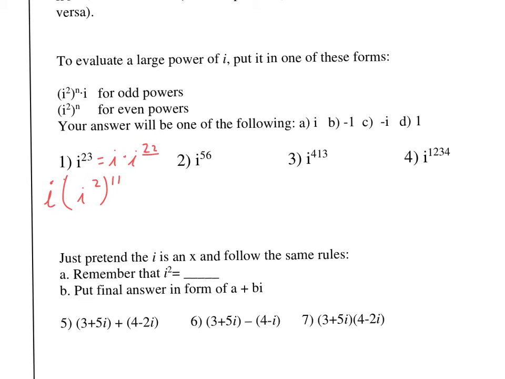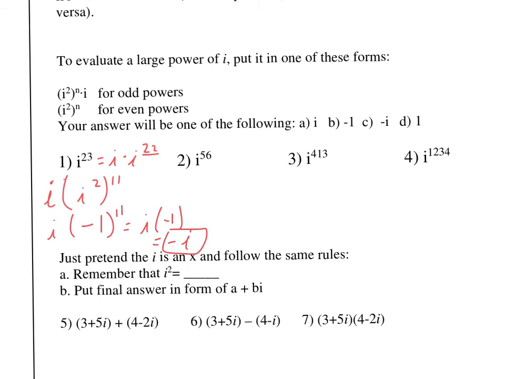Now, the reason I like to do this is that now I know that i squared is -1, so I'm going to call that -1 to the 11th power. And then we know that -1 to any odd power is negative, to any even power is positive. So this is i times -1, which is just going to turn into -i. So that's my answer for this one.